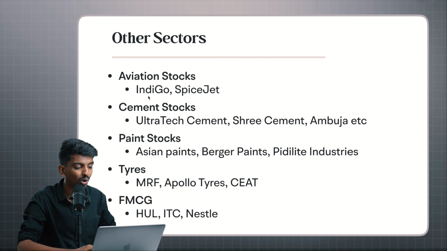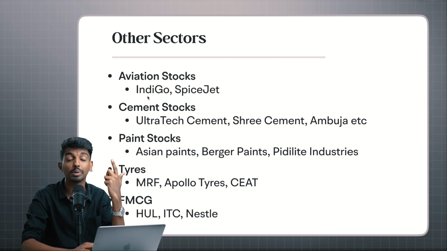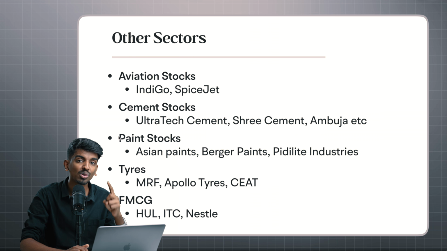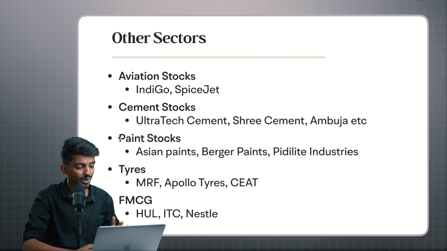So make sure you always, when you're analyzing Indigo and SpiceJet, you have this in the back of your head. Cement stocks, paint stocks, tire stocks, even FMCG stocks, they can also have an effect based on the crude oil prices internationally.